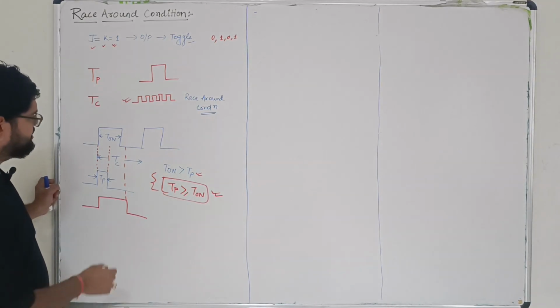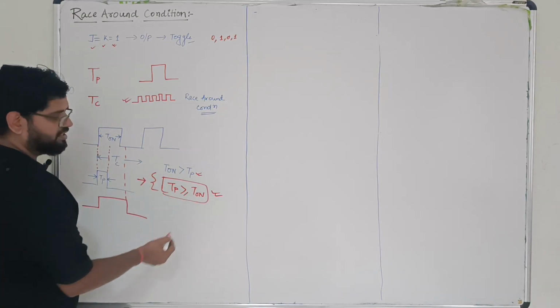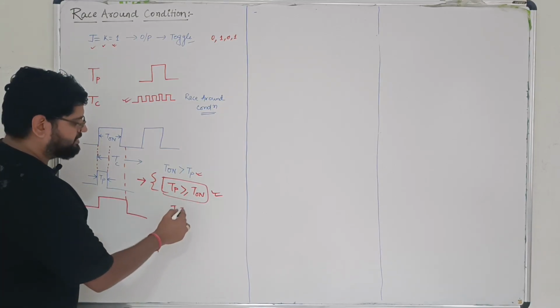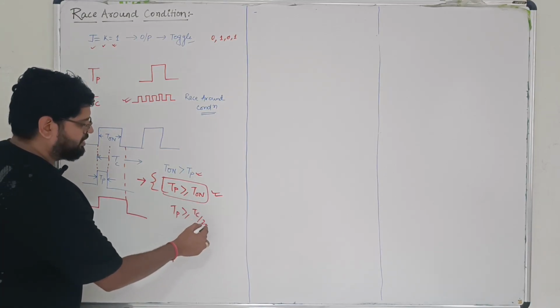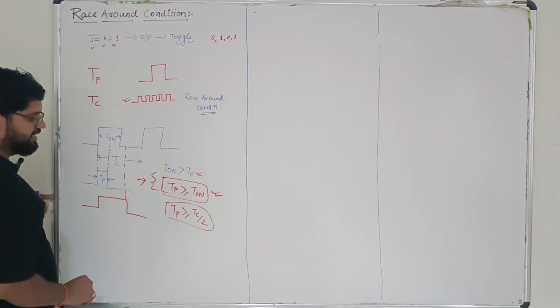So this is the first way by which we can resolve it. TP greater than or equal to T on, or you can write it as TP greater than or equal to TC by 2. This is also the same condition. You can write it like that.